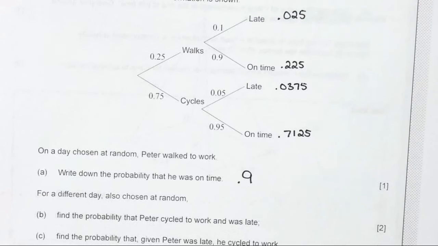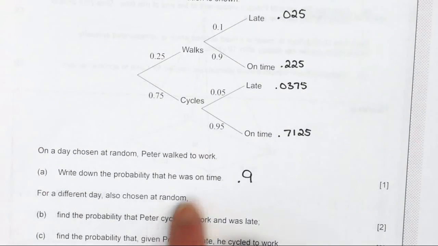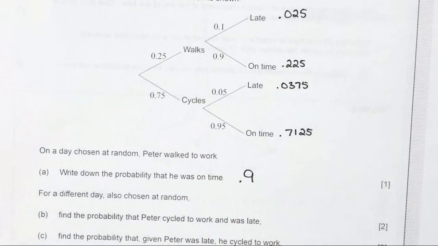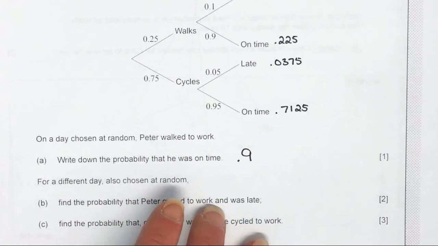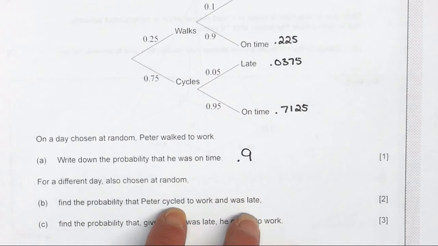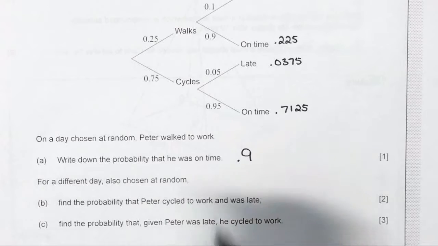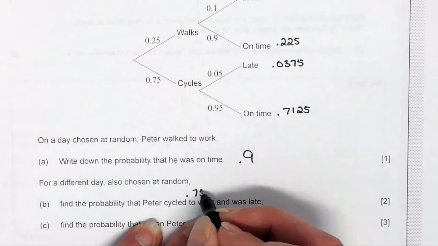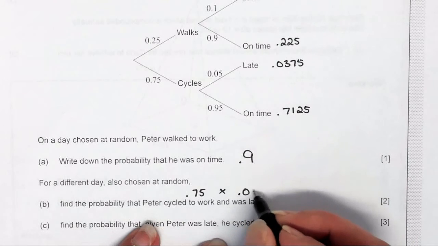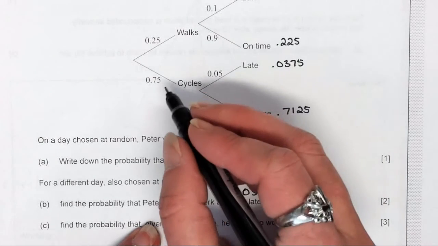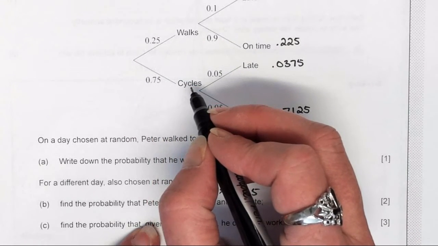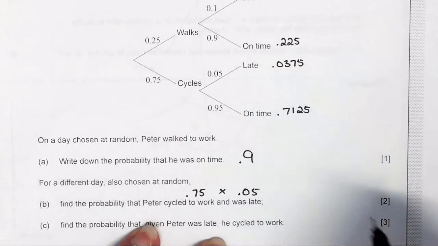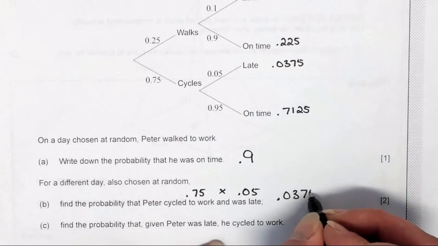A different day. So notice the difference in the wording. This one said we know he walked to work, period. The next one says find the probability that he cycled to work and was late. That "and" means those are multiplied together. So technically we should have done 0.75 times 0.05. This one is the "and", so they're put together. It's the chain reaction. First we have the probability that he cycled, then the probability that he's late, so this one's the 0.0375.